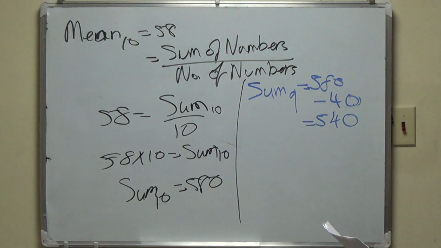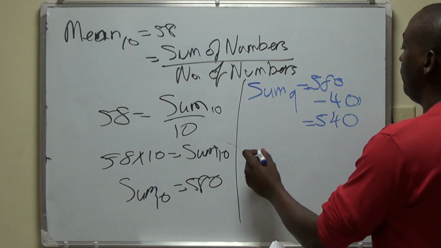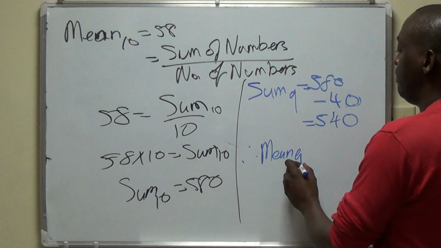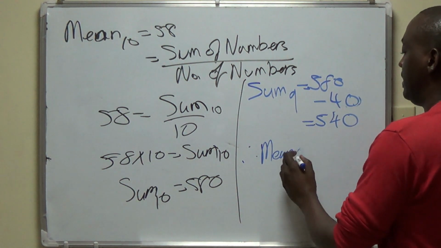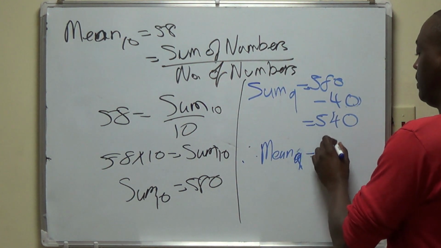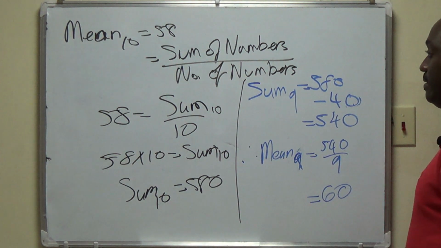So when we come now to find the mean of the remaining 9, let me say the mean of the remaining 9, with the 9 as a subscript, would then be 540 over 9, which is equal to 60.